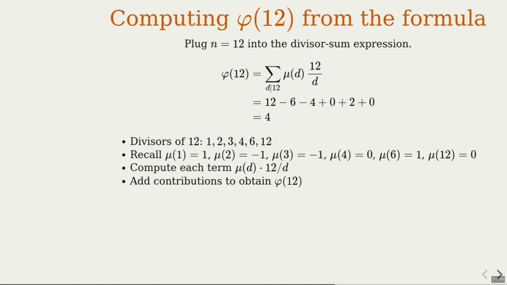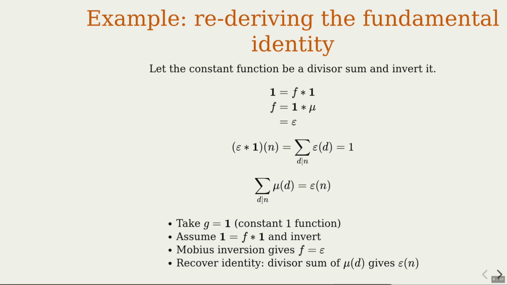Exactly. When you carry out that arithmetic, you get 12 minus 6 minus 4 plus 0 plus 2 plus 0, which simplifies to 4. That matches the fact that there are exactly 4 numbers between 1 and 12 that are coprime to 12. To see the power of the inversion principle, look at the constant 1 function.